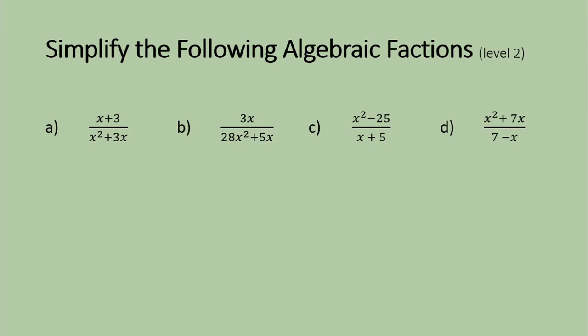Now here's level 2 questions. These ones are a little bit more challenging because as you can see, they look like quadratics with the x squared here on the bottom. That looks like a quadratic, it's got an x squared in it. That looks like it could be a quadratic, it's got an x squared in it. But they're not the hardest kinds of quadratics to factorize. So go ahead and give these a try. Again, hit pause and take the time that you need.